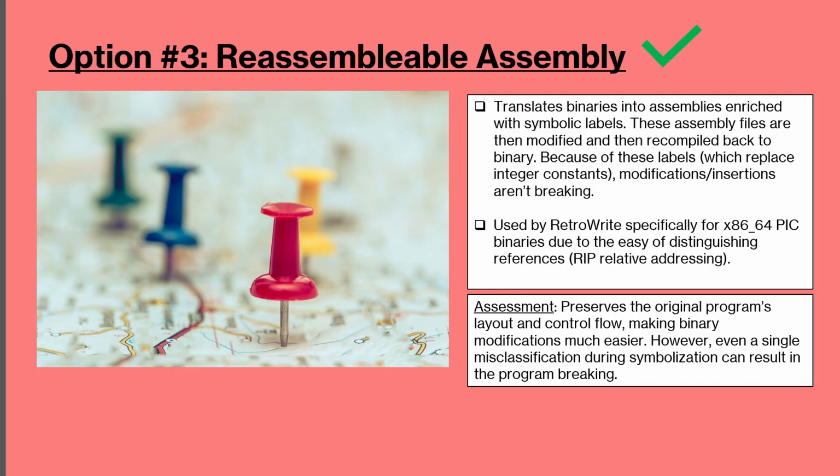RetroWrite addresses this tension, however, by deliberately trading generality for reliability, as mentioned before. Specifically, it targets x86-64 position-independent code binaries, where references to code and global data are encoded using RIP relative addressing. This architectural constraint makes it significantly easier to distinguish true references from plain integer constants, as you can always tell what is a global data or reference to code if it uses the RIP register, for example, as well as calculates an offset from it. So you're therefore reducing ambiguity during symbolization and strengthening the correctness of the reassembled binary.